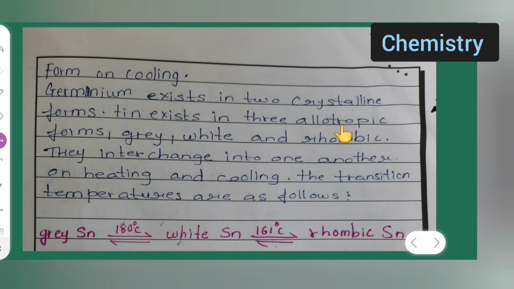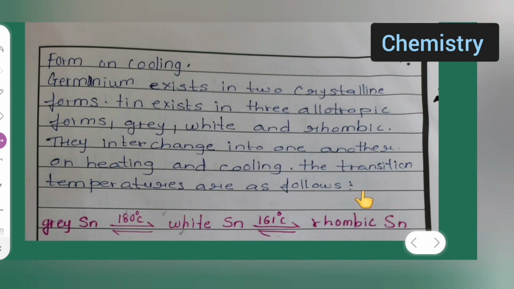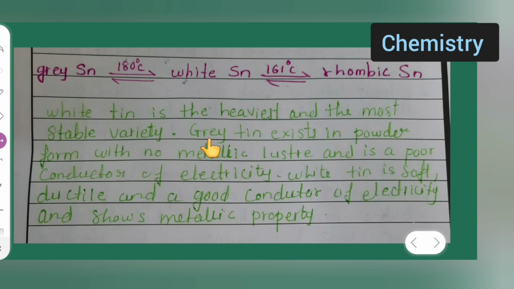Tin exists in three allotropic forms: gray, white, and rhombic. They interchange into one another on heating and cooling. The transition temperatures are as follows. So you all can see this. Next, white tin is the heaviest and the most stable variety. Gray tin exists in powder form with no metallic luster and is a poor conductor of electricity. White tin is soft, ductile, and a good conductor of electricity and shows metallic property.